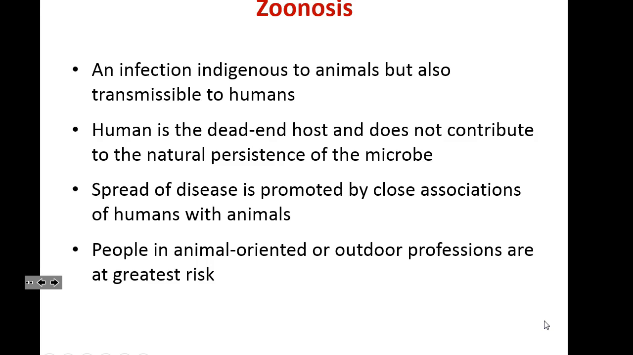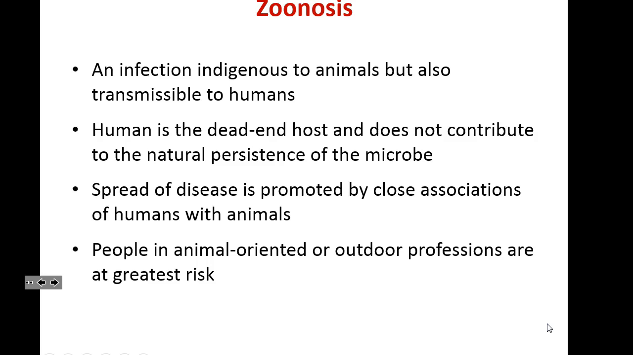Zoonosis is an infection indigenous to animals but also transmissible to humans. Human is the dead end host and does not contribute to the natural persistence of the microbe. The spread of disease is prompted by close associations of humans with animals.